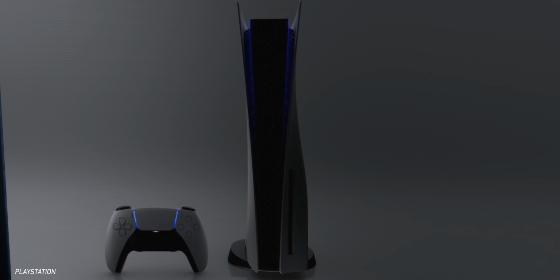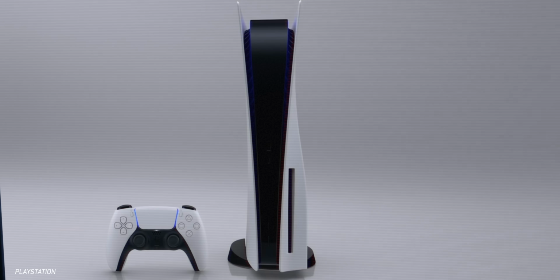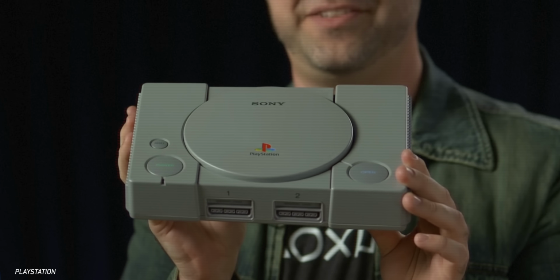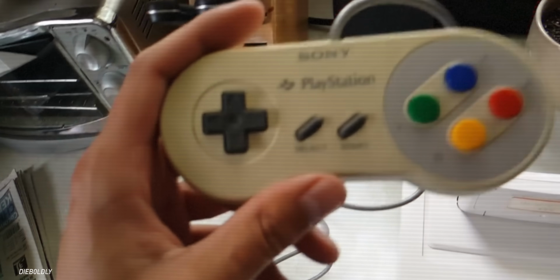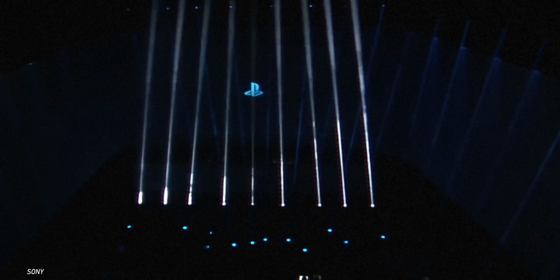And as we sit on the cusp of the next big console revolution, I thought now would be a better time than ever to take a look back at how Sony's PlayStation went from an experiment gone wrong to a cornerstone of the industry.